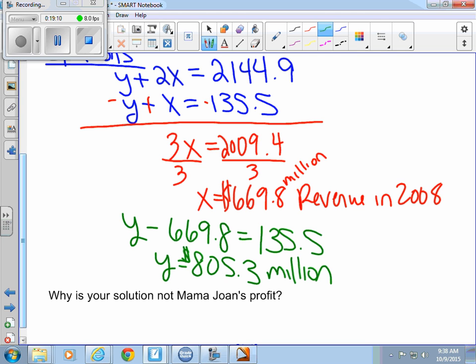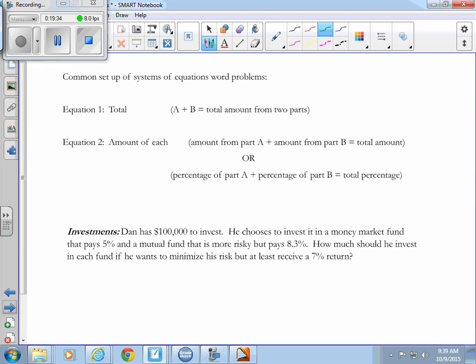Because you've got to add the X and the Y, but the X is a percentage. Say that louder. This is the revenue, right? This is her revenue in 2011. But it's not her profit. Because for profit, you have to subtract off costs. So it's just revenue. Does that make sense? Not profit, because we don't know what profit is.